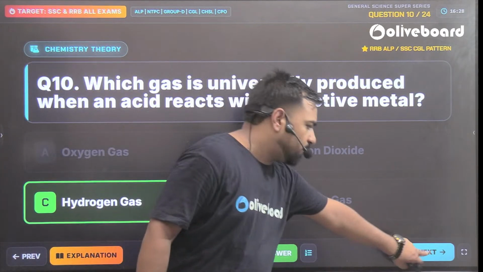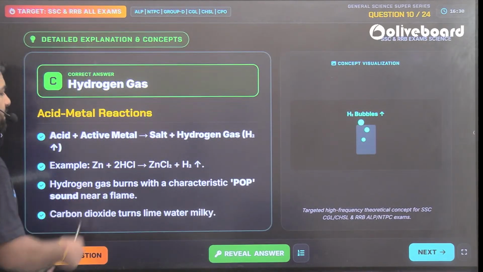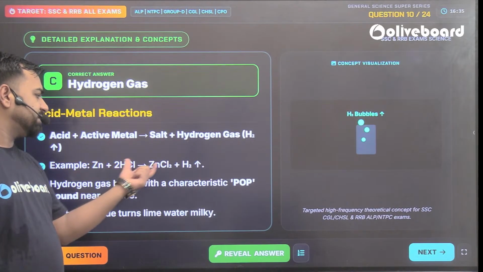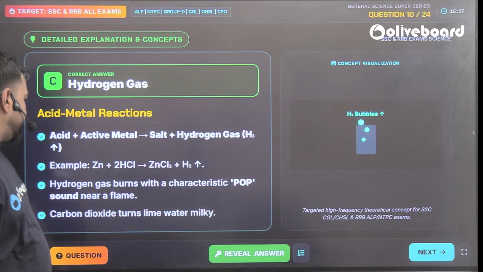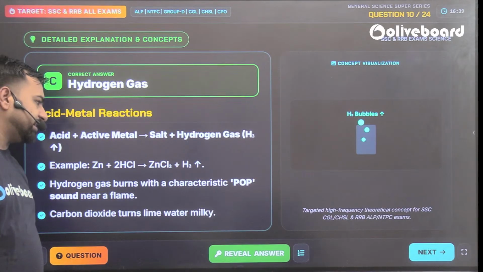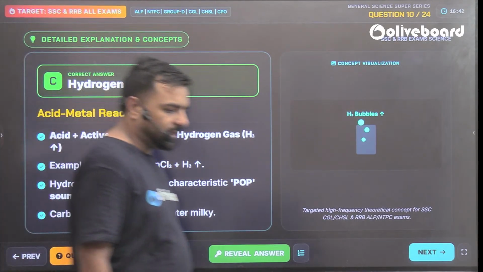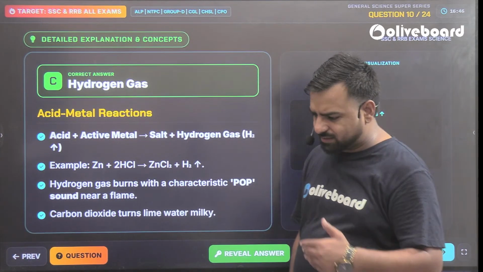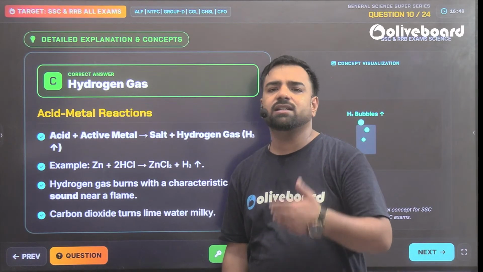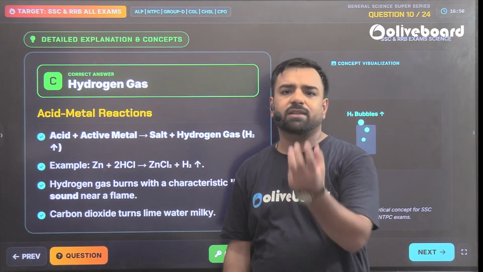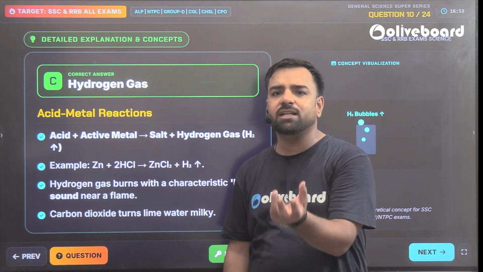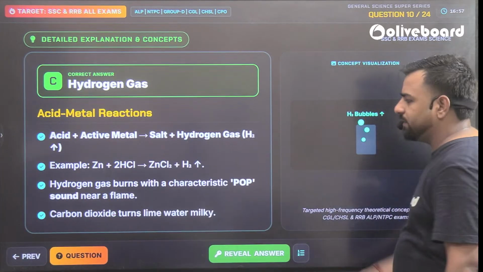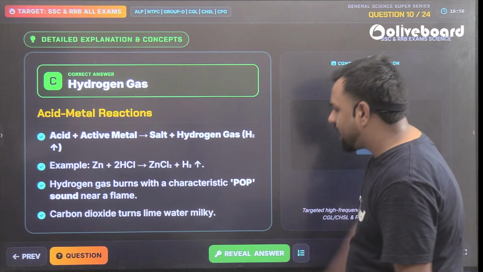Okay. What about the explanation? Here the same example is given. When zinc reacts with HCl, it forms zinc chloride plus H2, right? Hydrogen gas burns with a characteristic pop sound near the flame, right? And one more thing, hydrogen gas is much lighter in comparison to air. For the same reason, when balloons are filled with hydrogen or helium, they normally move upwards. So that's the concept. And one more thing, carbon dioxide turns lime water milky.